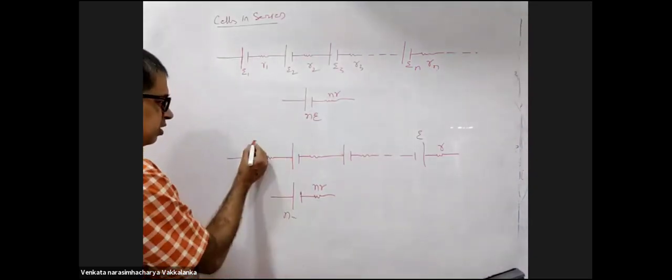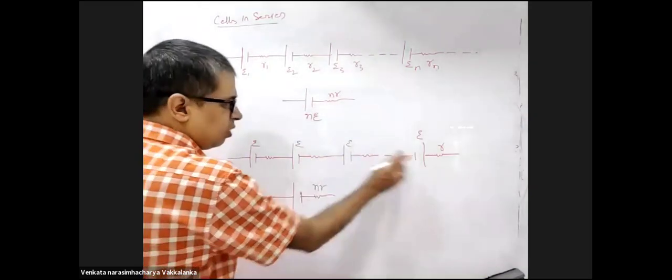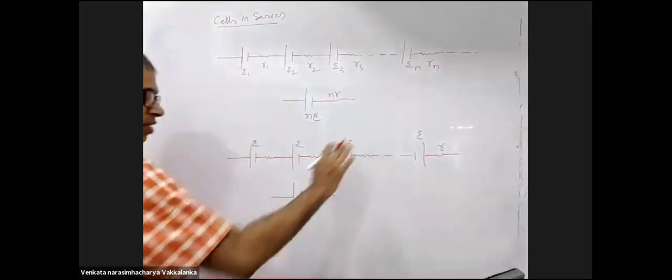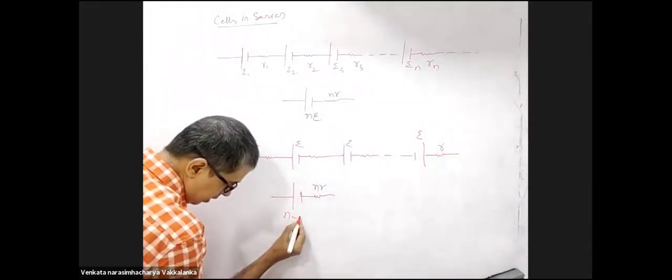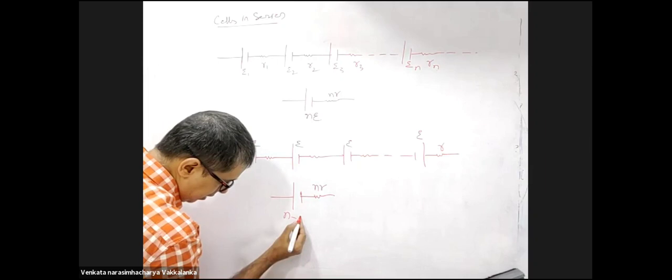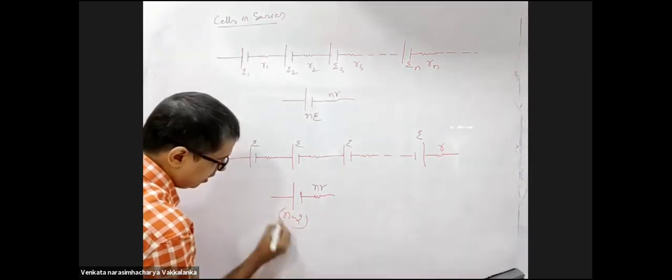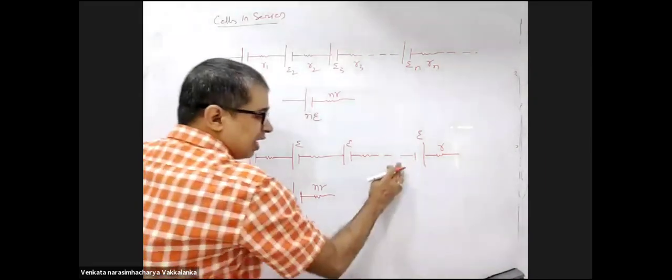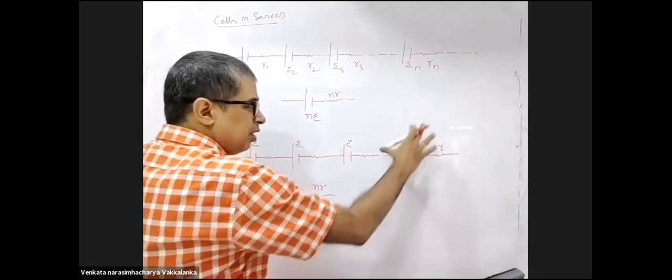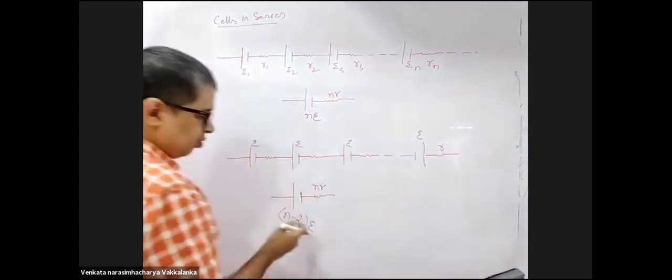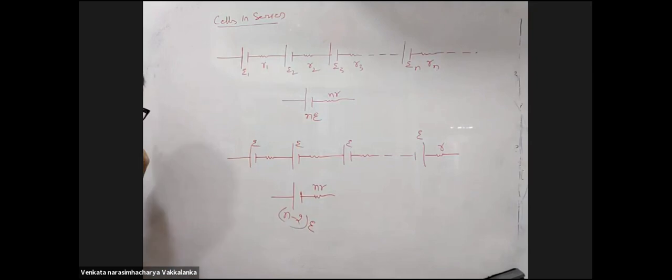N minus how much? You have N number of cells and one battery is wrongly connected with the reverse polarity. N minus 2. Because this will cancel out its neighboring EMF. Two of them will become 0. So it is N minus 2 EMF.